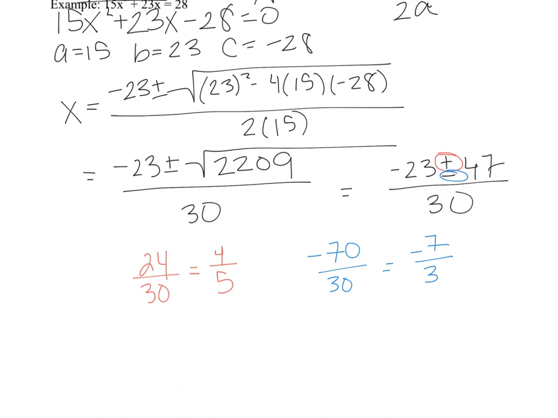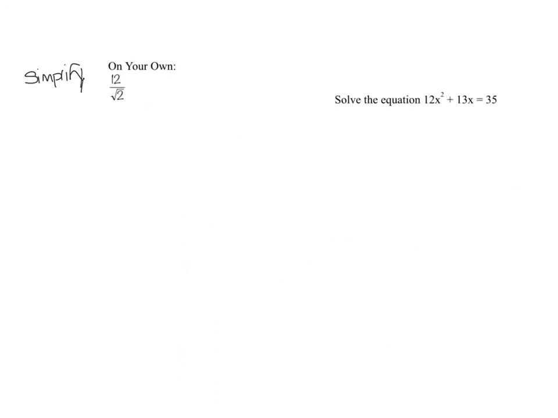I know that because I end up with these lovely rational numbers. However, it would have been pretty difficult to find those factors, and this was probably the faster way to do it. So we will be reviewing these skills tomorrow in class, but you have 2 problems to try on your own. One is to simplify the 12 divided by the square root of 2, rationalizing that denominator, and the second is to remember how to use that quadratic formula to solve this equation.